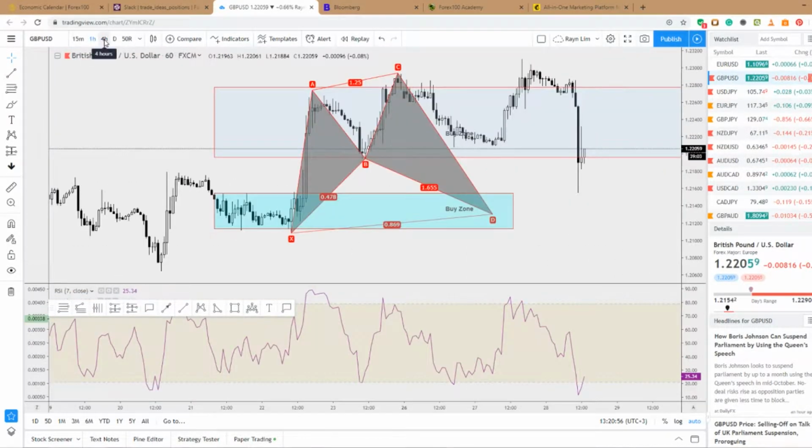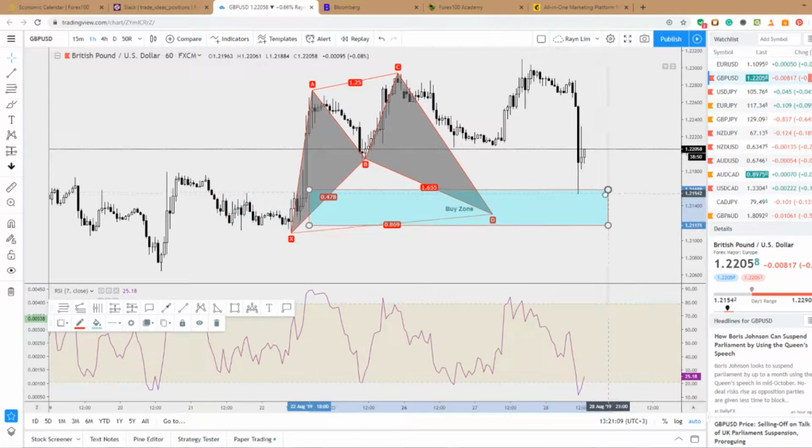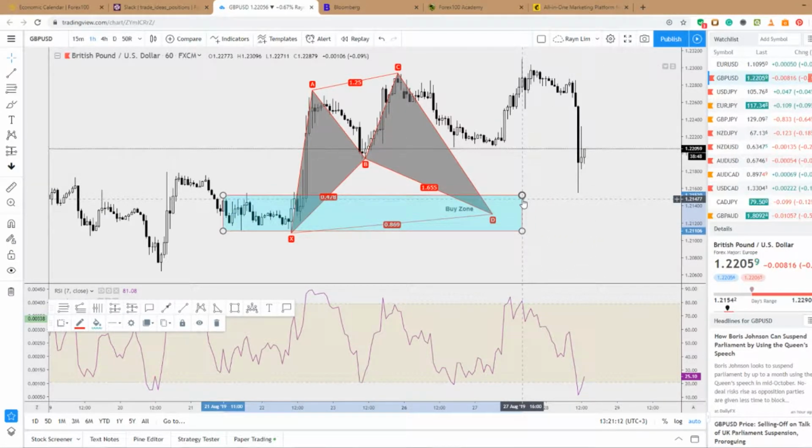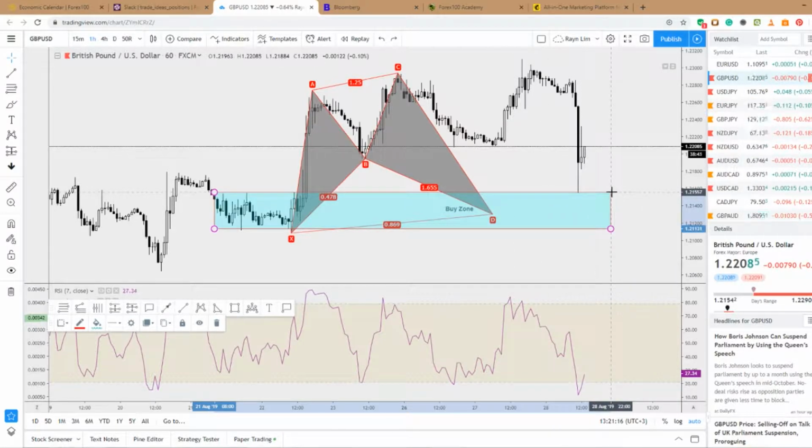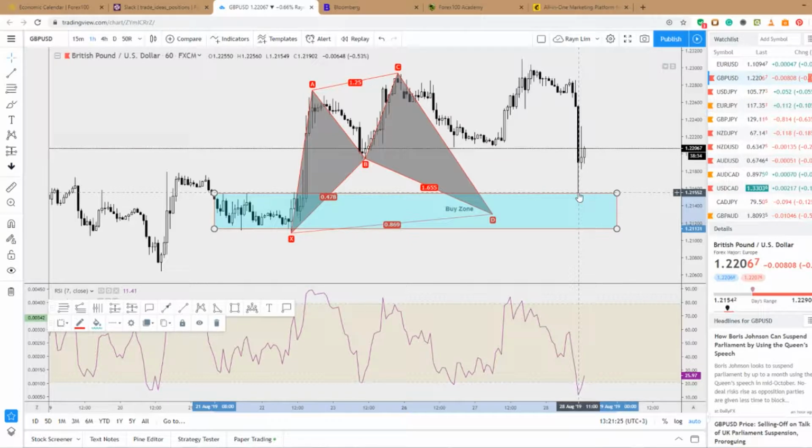Let us head down to the 1 hour chart. Yep, this is exactly the area that's invalid, so I can just remove it. And this was the buy zone that I saw earlier on. This is the bullish shark trading opportunity. So what can be done is to actually look for the buy zone over here. The market came down, touched the buy zone, and rebounded for about 50 pips.